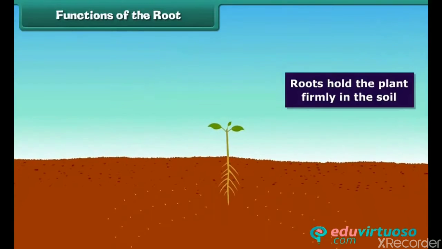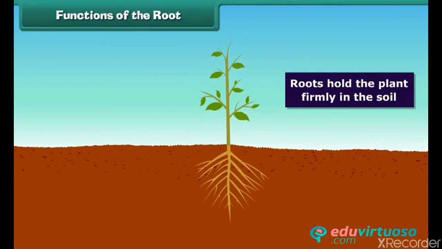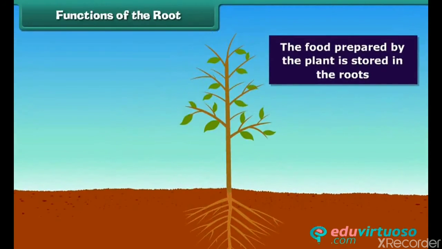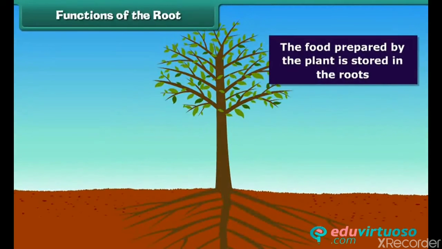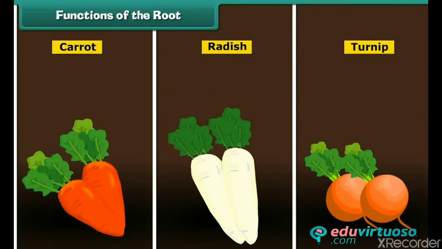They also absorb water and nutrients from the soil and send them to the other parts of the plant. Roots also perform the function of storage of food in some plants such as carrot, radish and turnip. The food prepared by the plant is stored in the roots. We eat these roots and get nutrition.